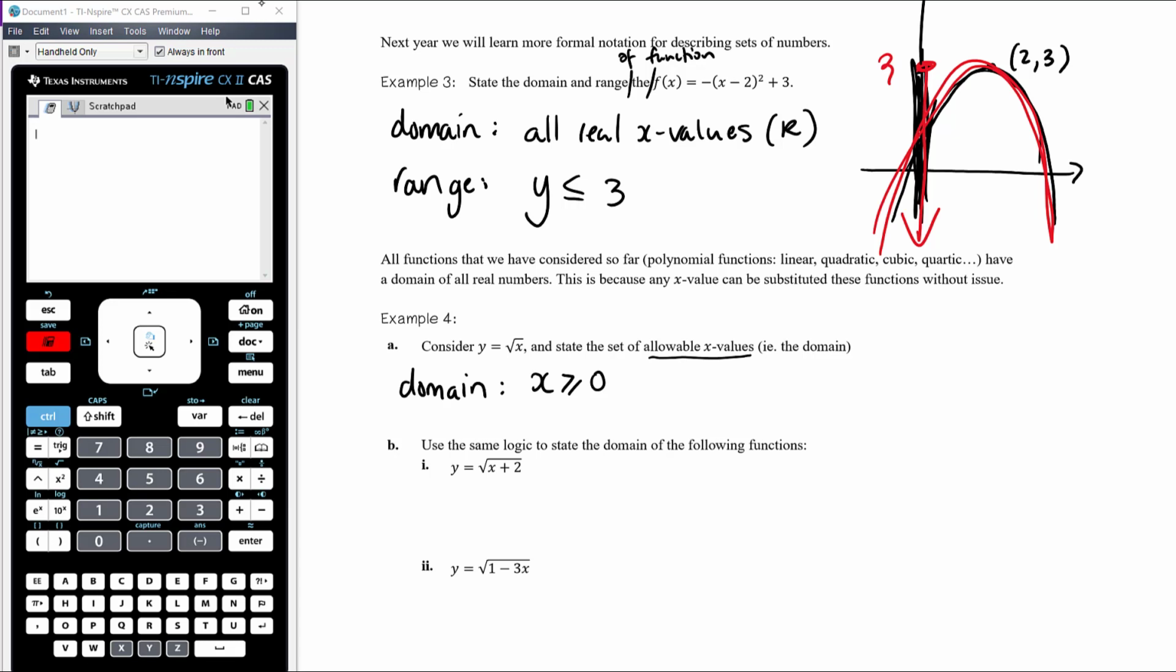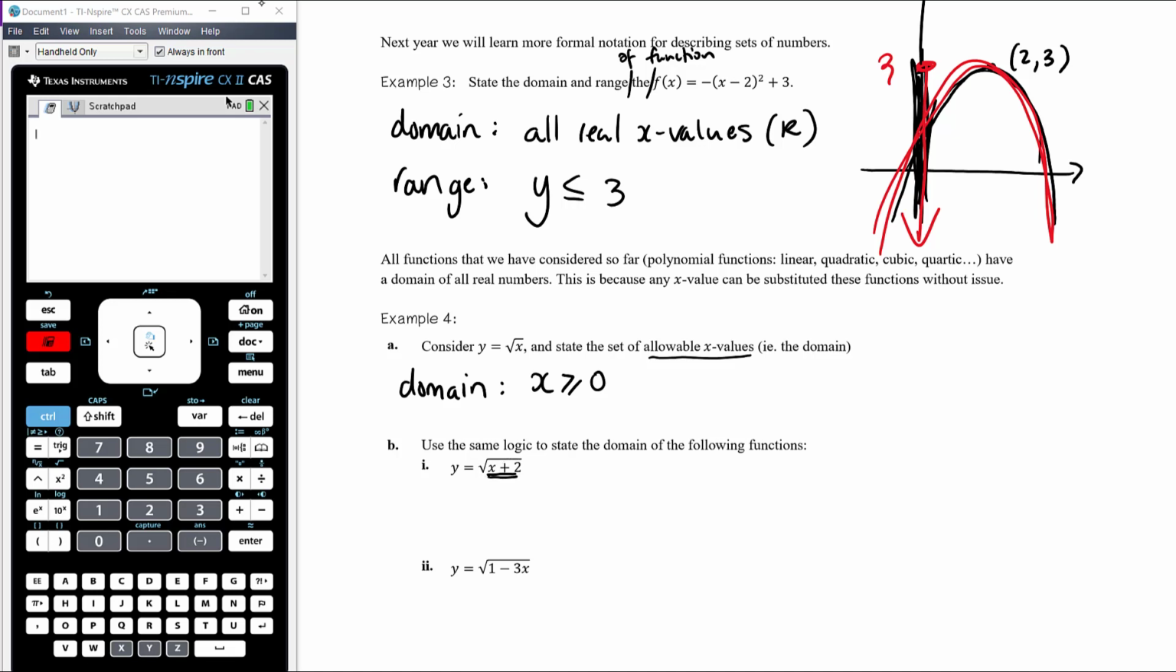So we can't calculate the square root of anything negative, and therefore we can only calculate this function if x is bigger than or equal to 0, and that is the domain of this function, the x values for which the function exists. So if we use the same logic, we should be able to calculate the domain of some of the following functions. Again, the same logic applies.